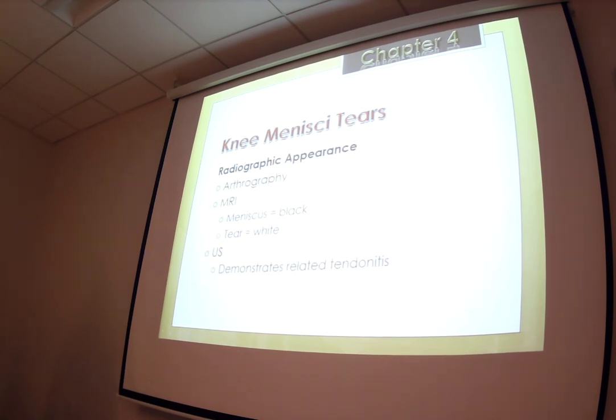So again, arthrogram would be the best view X-ray wise. But again, MRI, we see the meniscus is black and the tear is white. And then the ultrasound would really just show any related tendonitis to the tear.